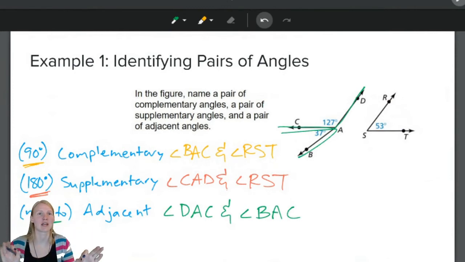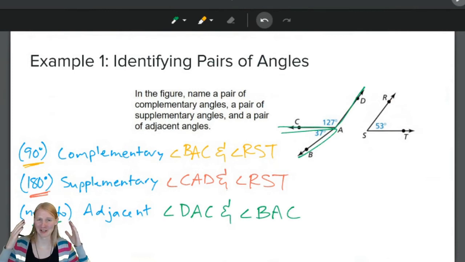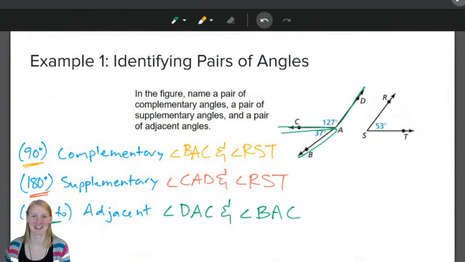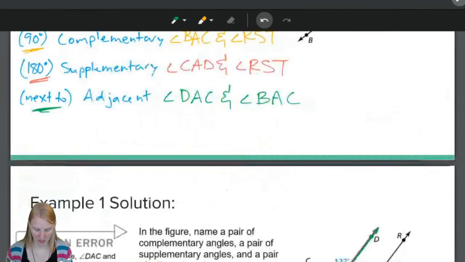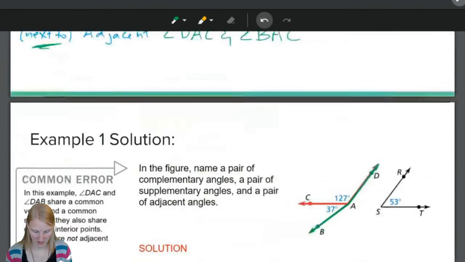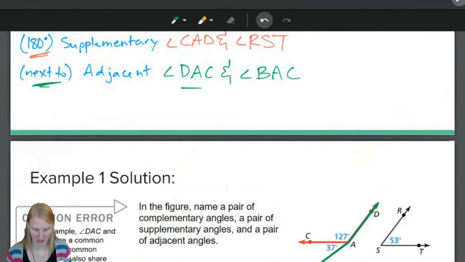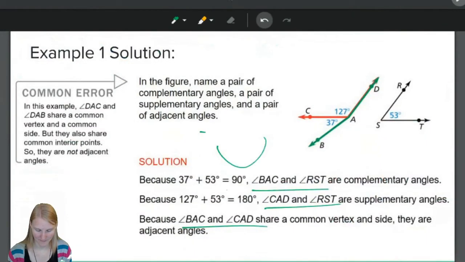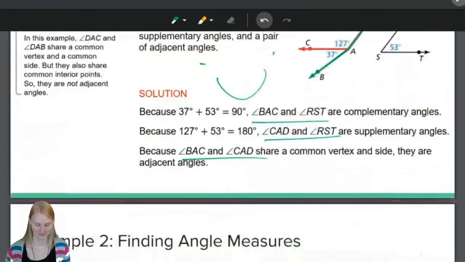This is super, super, super duper duper important. I know I keep saying that. Chapter 1. We're going to use everything in Chapter 1 from now on. Like everything. So please make sure that you understand this. Adjacent angles, complementary, supplementary. Super, super important. Let's check and make sure we were right. BAC RST, CAD RST, BAC and CAD. And they just named it CAD, DAC, same thing. So yay! We were correct.